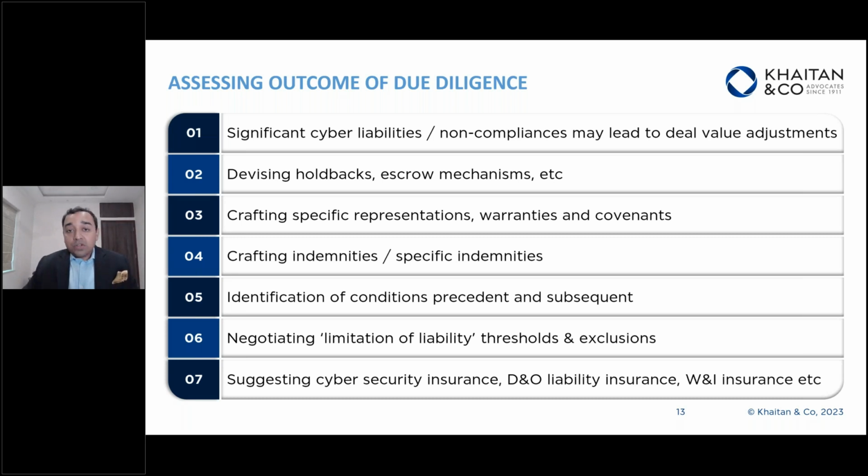Then you have to negotiate the limitation of liability thresholds and exclusions carefully, because, like I mentioned, there could be threats and risks. And finally, is there a requirement to have specific cybersecurity insurance, or D&O liability insurance, or W&I insurance? You need to think about those as well.